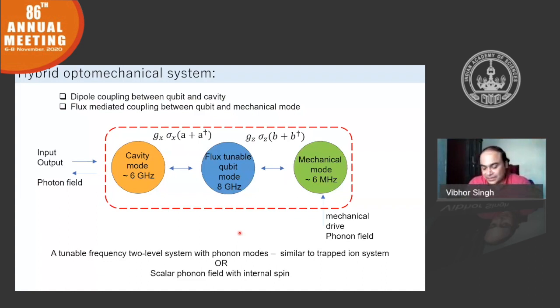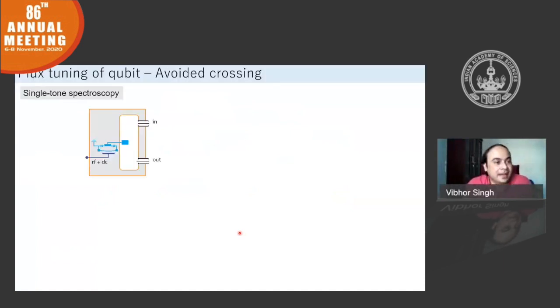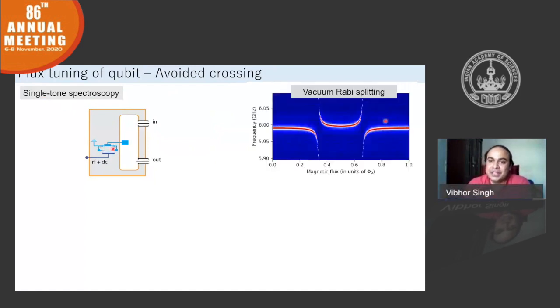So first, when we have such a device cooled down, we start characterizing different parameters. First we measure the transmission through the cavity, which is called single-tone spectroscopy, as the magnetic flux through the SQUID loop is varied. What we see here is the standard vacuum Rabi splitting. The qubit mode is initialized somewhere here at 8 gigahertz, somewhere far above. Then as magnetic flux is increased, it tends to come down because the inductance value is changing, and then becomes resonant with the cavity somewhere close to 0.33.